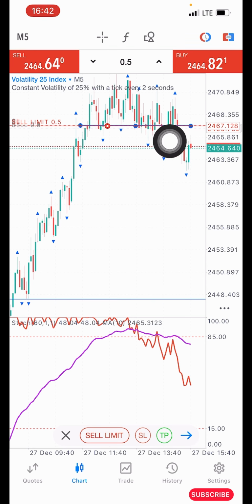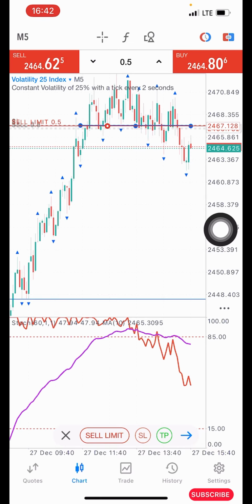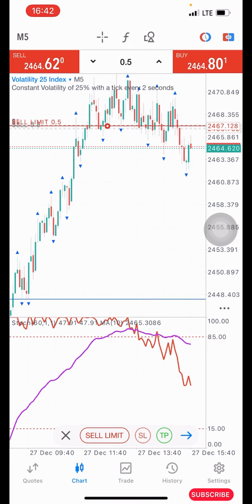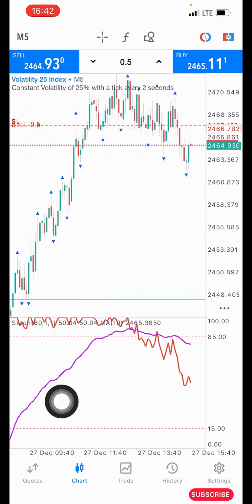All right, so I really missed the entry, so I placed a sell limit order and then price got back here and triggered it. All right, and then it started moving towards the downside. So that's how you go about the entry using this strategy.